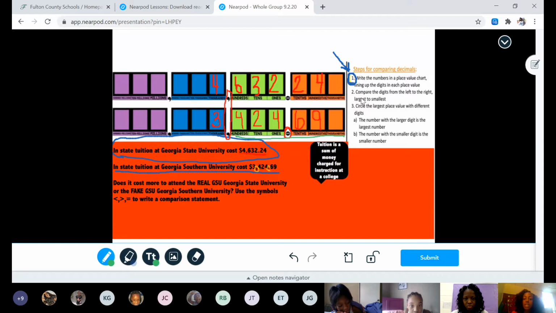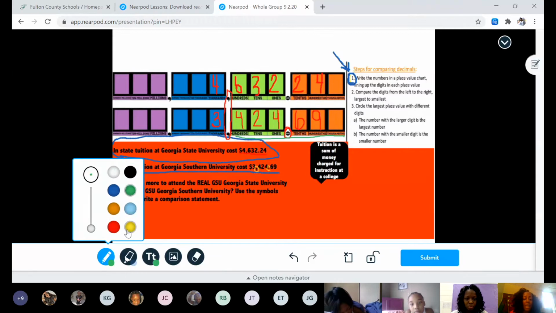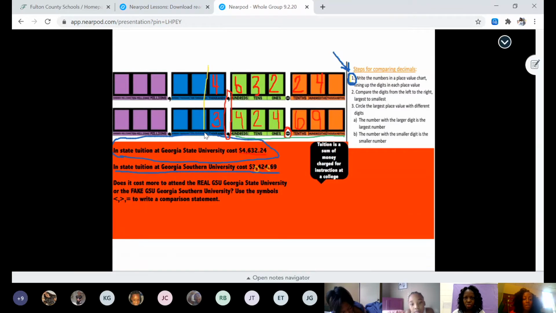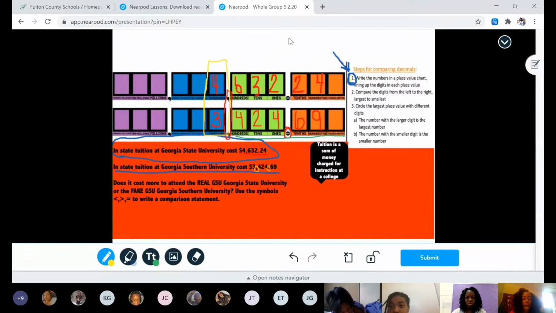Now we're going to move on to step 2 by comparing the digits from left to right, from largest to smallest. So our largest place that we have is our thousands place. So I'm going to start here in my thousands place. So note, I have the digits 4 and 3 in my thousands place. What do we know about the digits 4 and 3? If we're comparing them, what do we know?